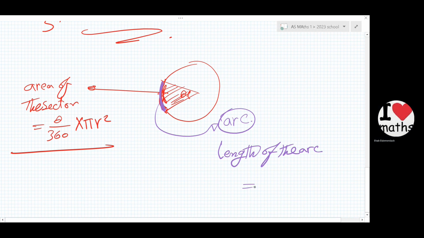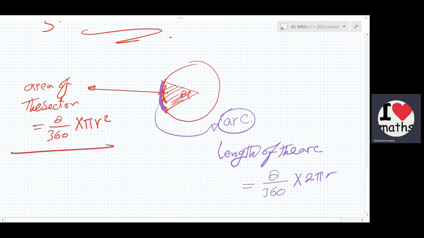I'll do the same. It's theta over 360. This will identify the ratio. It's a part of, but here it's part of what? The length of the arc. Excellent. The length of the arc will be theta over 360, which is part of the circumference, multiplied by 2 pi r. This will give you the length of the arc.